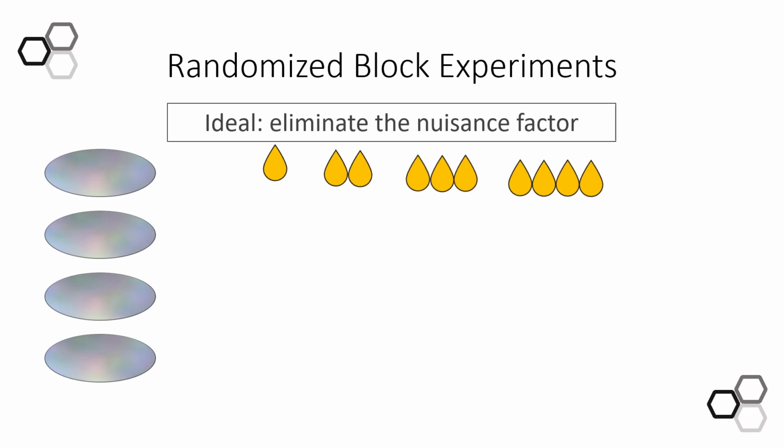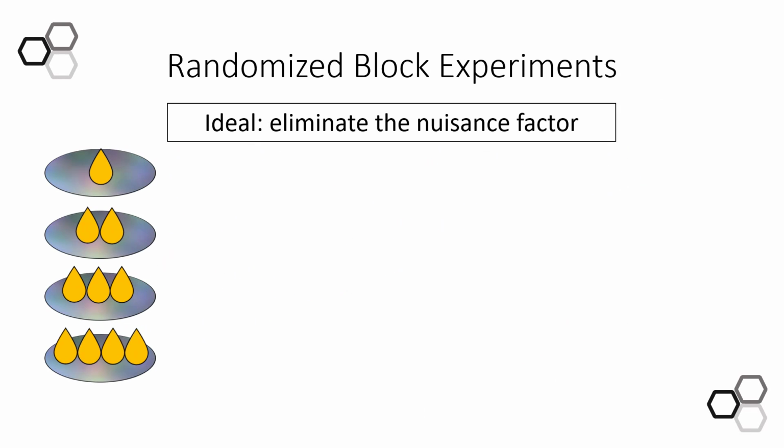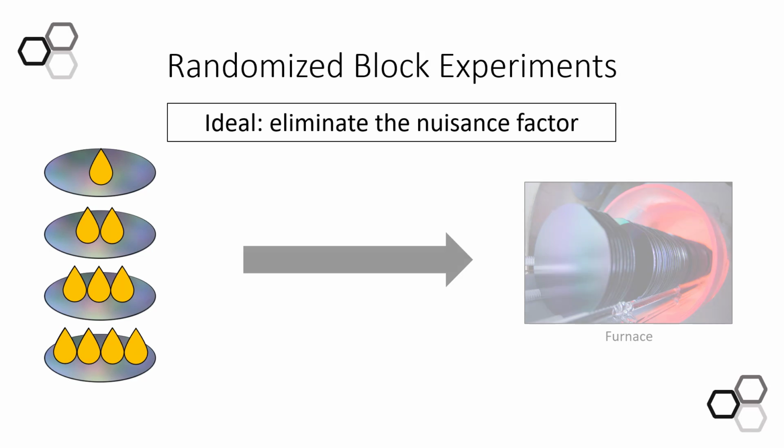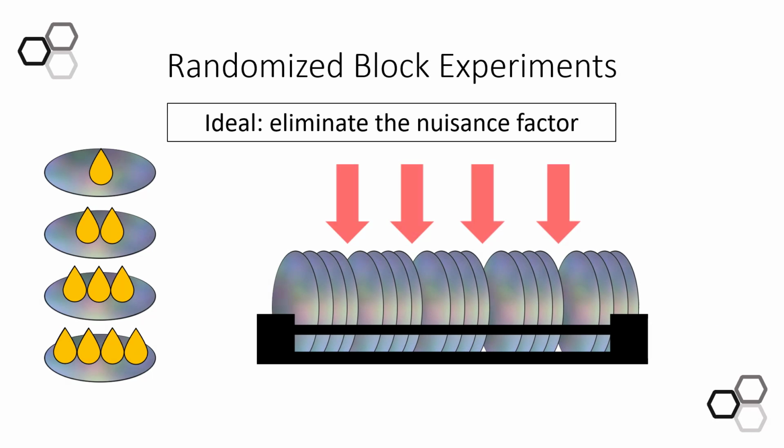The ideal way to run the experiment would be to eliminate the nuisance factor completely, by passing through the furnace all treatments in a single run. However, this is not possible because customers' orders have priority, and there are only a few empty slots in each run to add experimental wafers.